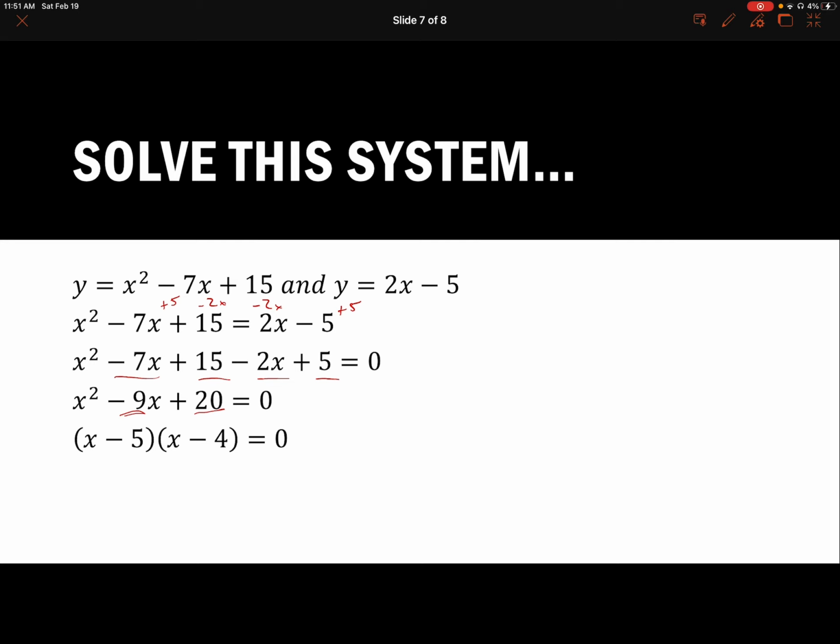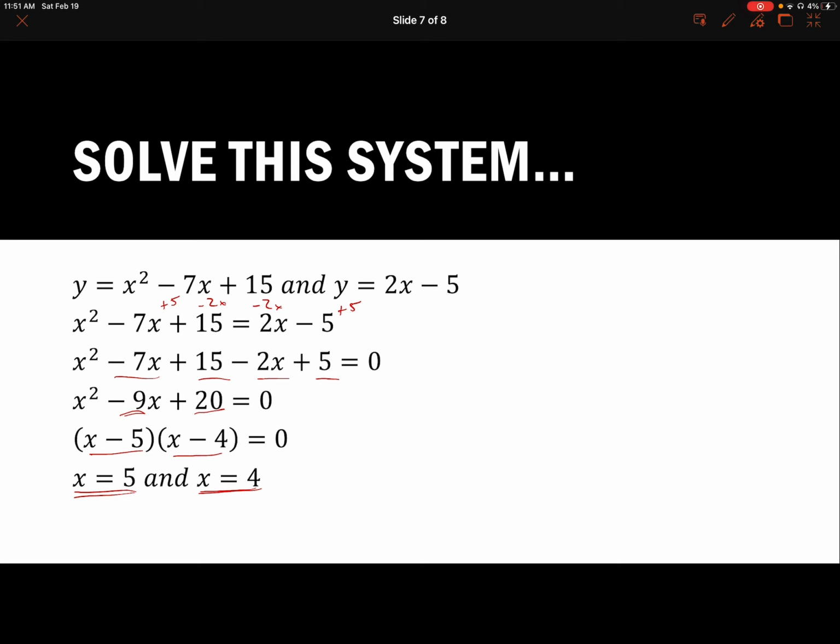And now the nice thing is that these factors are set equal to 0. So the only way this line is true is if either one of them equals 0. So this needs to equal 0 and this needs to equal 0. So for x minus 5 to equal 0, x should equal 5. That's my first solution. And for x minus 4 to equal 0, x should equal 4. So I have those two solutions.